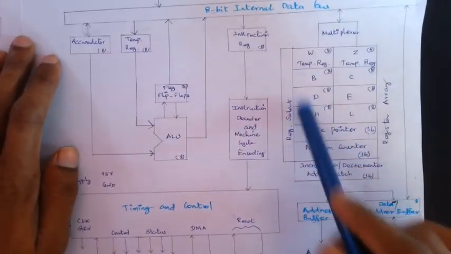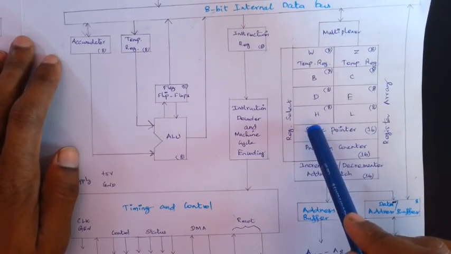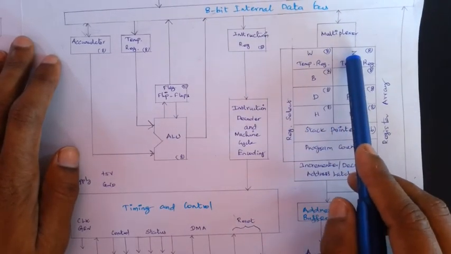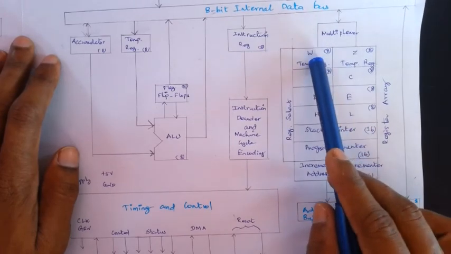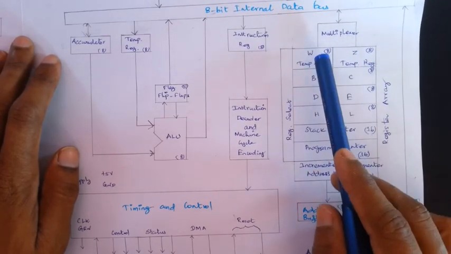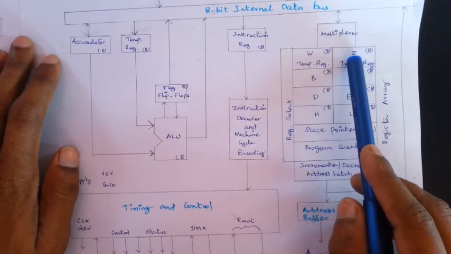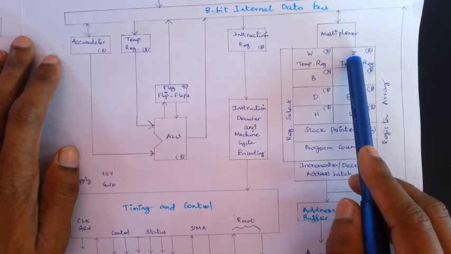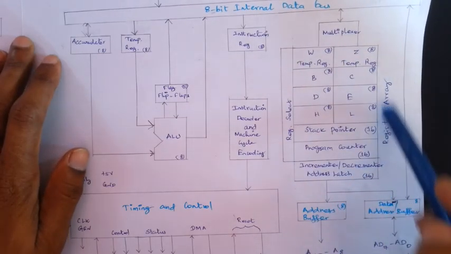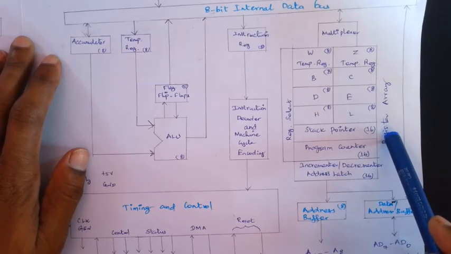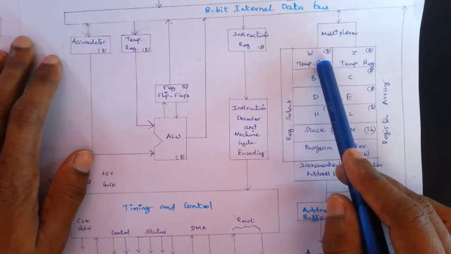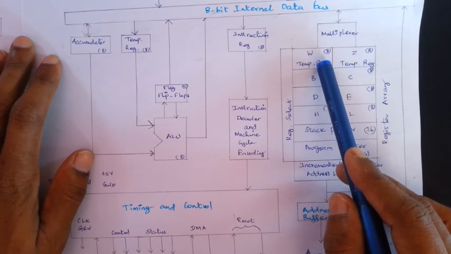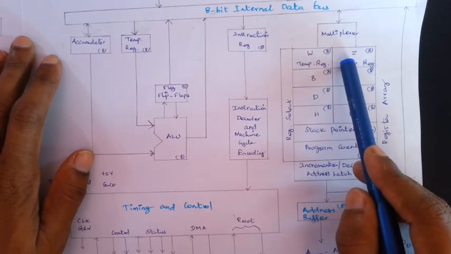Next one is register array. Two additional registers called temporary registers, that is W and Z, are included in the register array. These registers are used to hold data during the execution of some instructions.